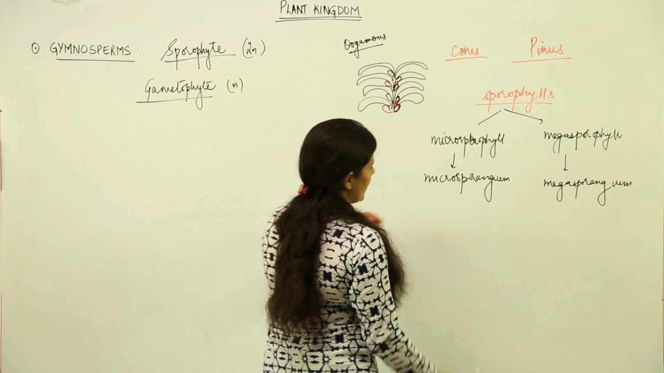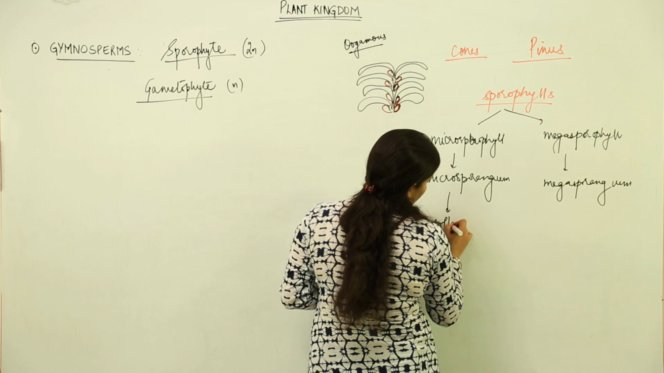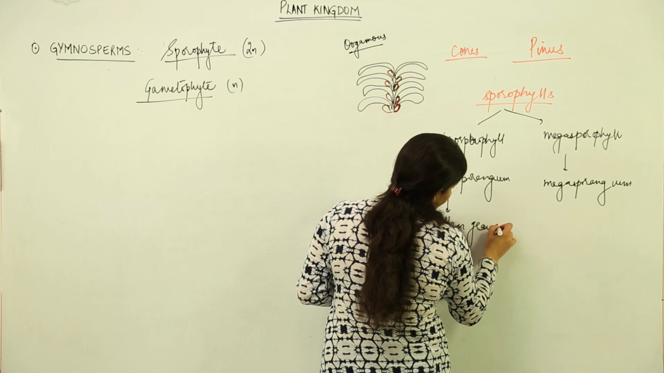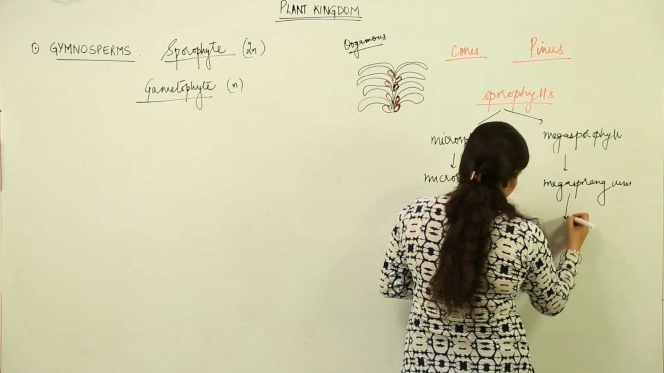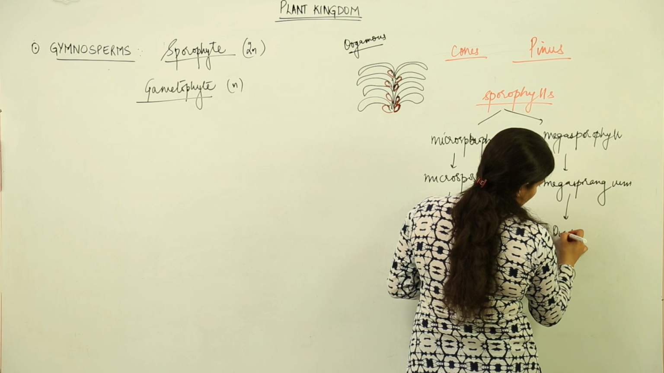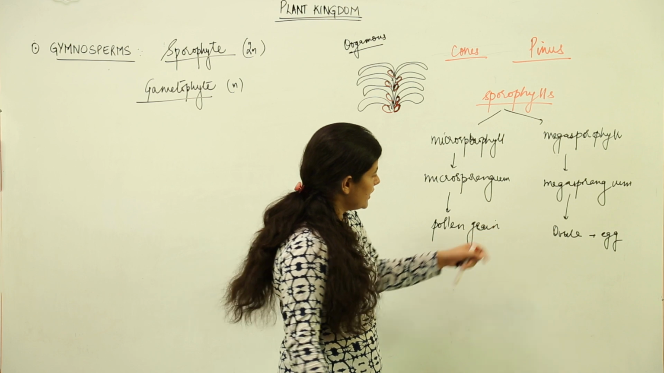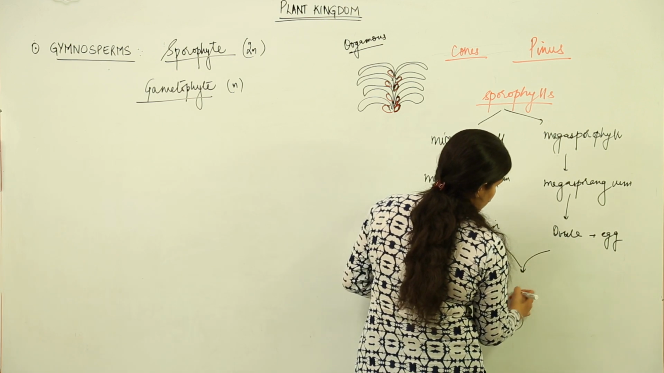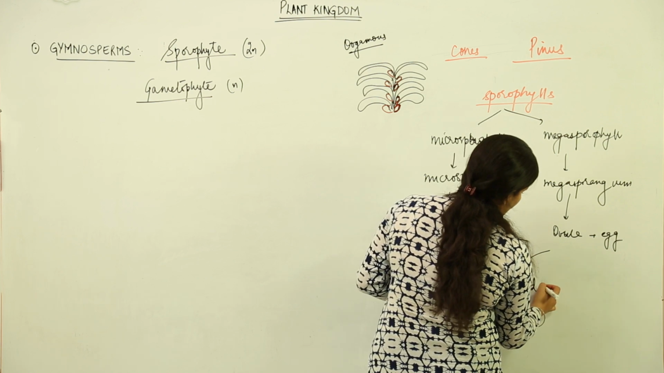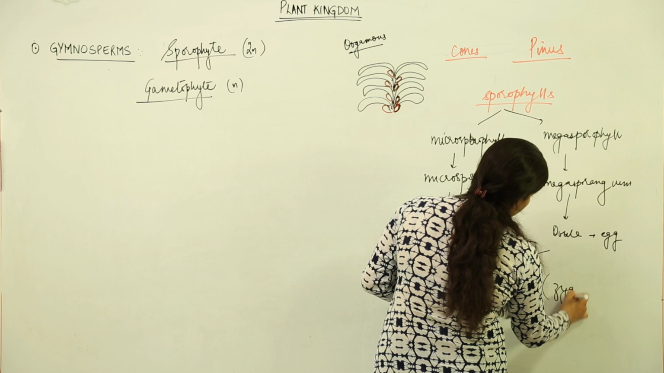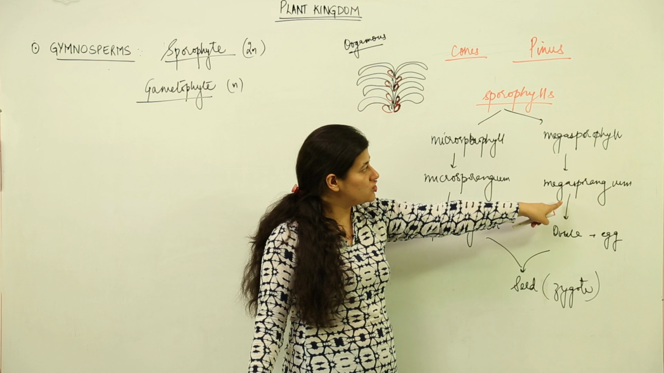Alright, inside the microsporangium there would be formation of the male gamete known as pollen grain. This pollen grain, by the agency of wind, would go to the ovule where the female gamete known as egg is present. Now the fertilization takes place and the seed is formed, where we have zygote, and the seed formation takes place in the megasporangium itself.